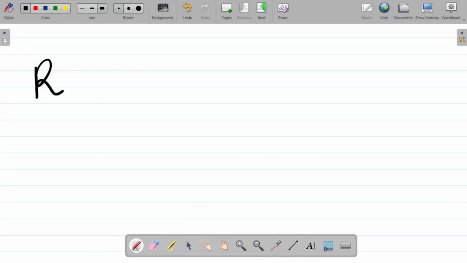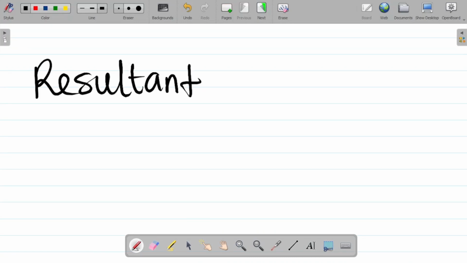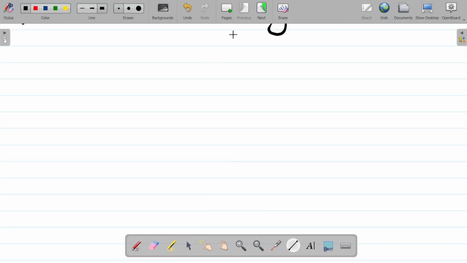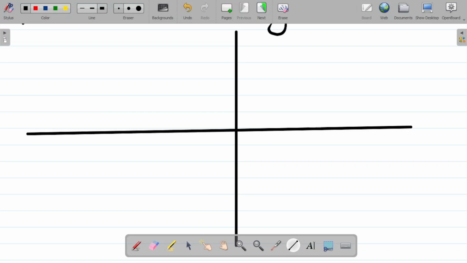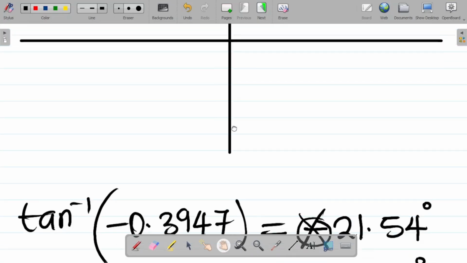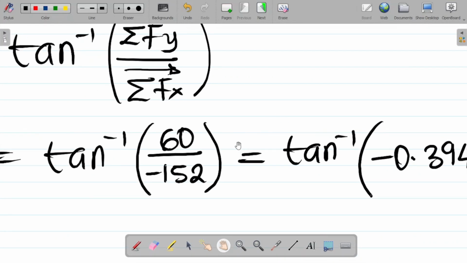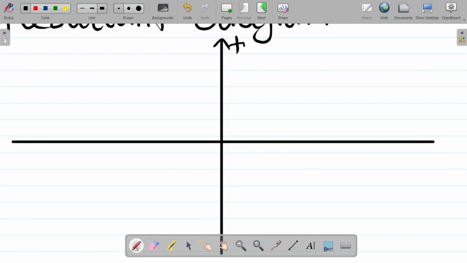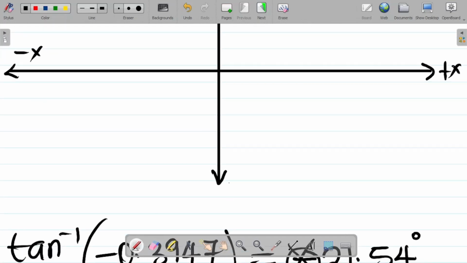So finally, the resultant diagram. For the diagram, let me get my x and y axis. You have this one here, and you have this one here. Let's see how this goes. To get the diagram correctly, first let me label this as positive y, this is positive x, this is negative x, and below here is negative y.